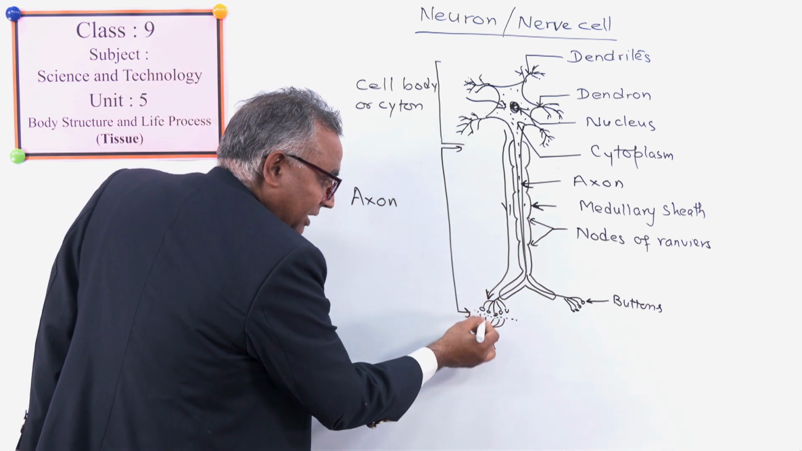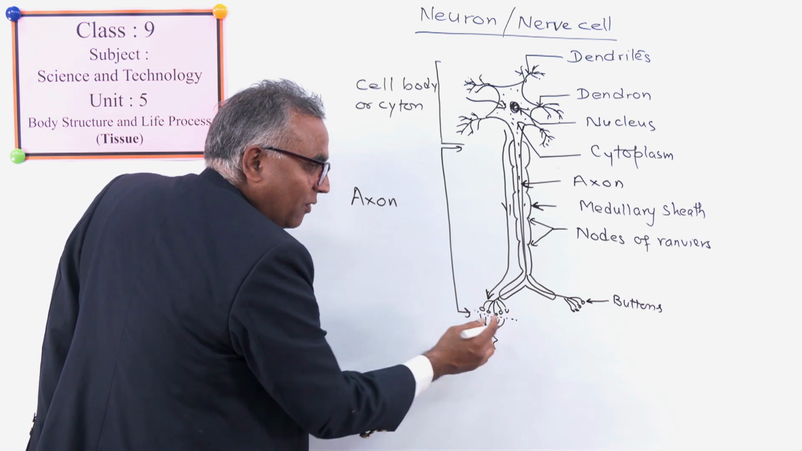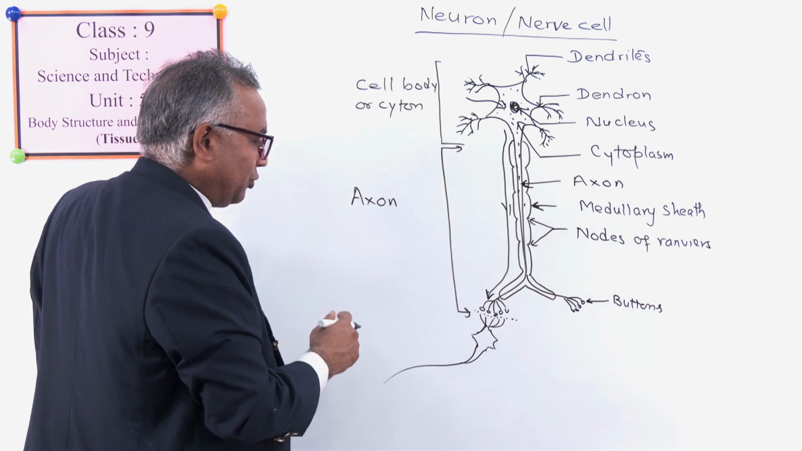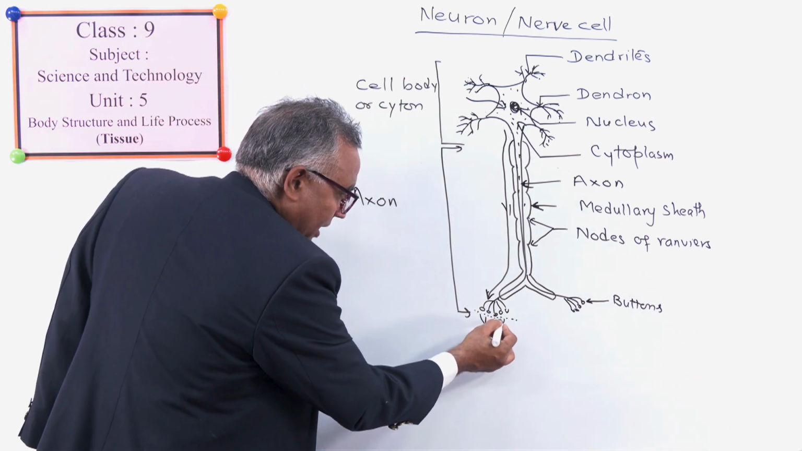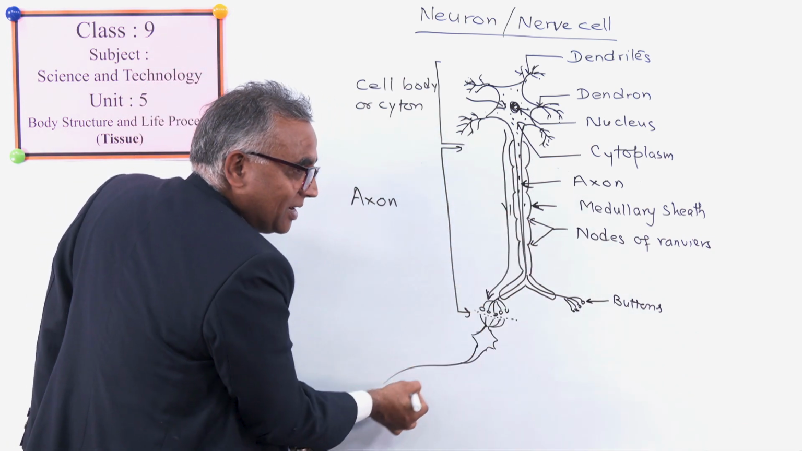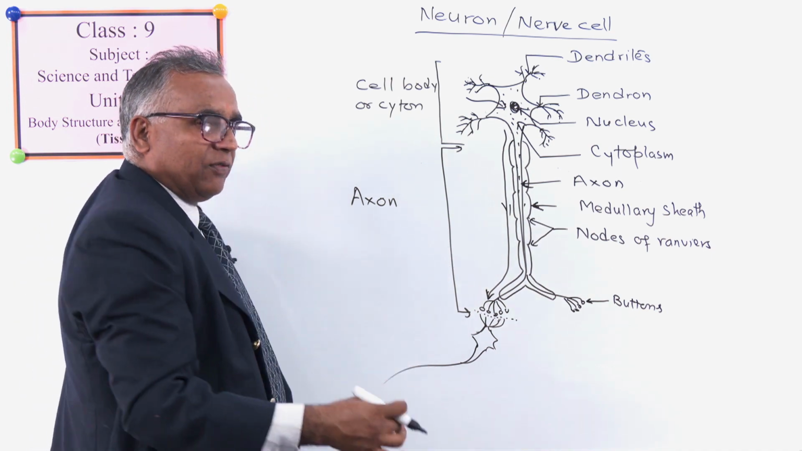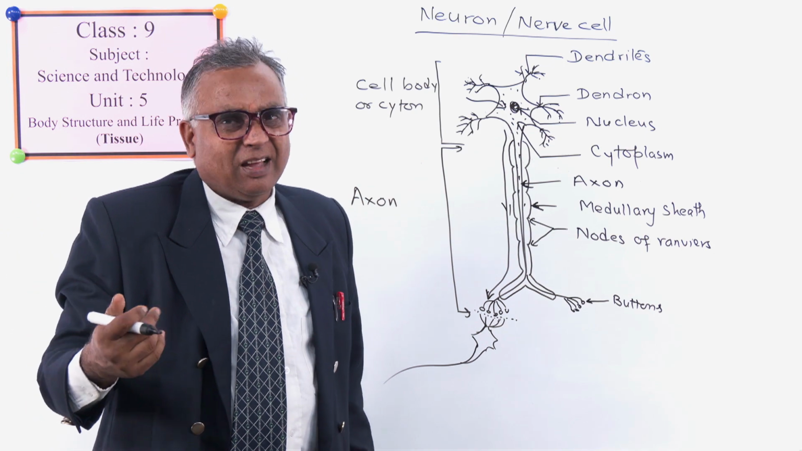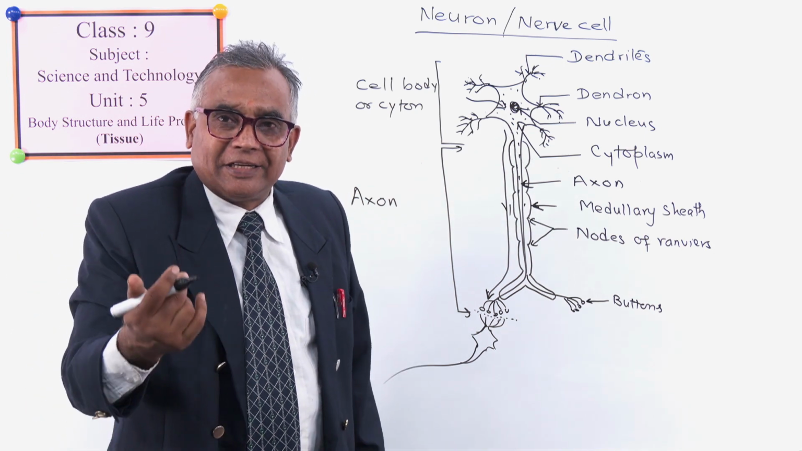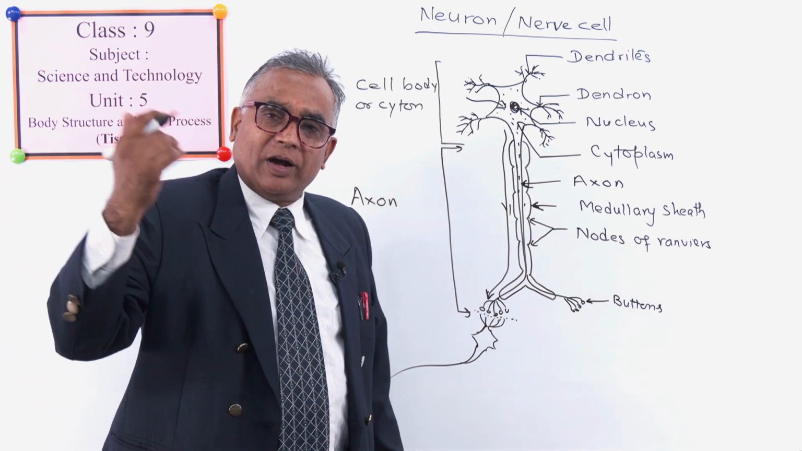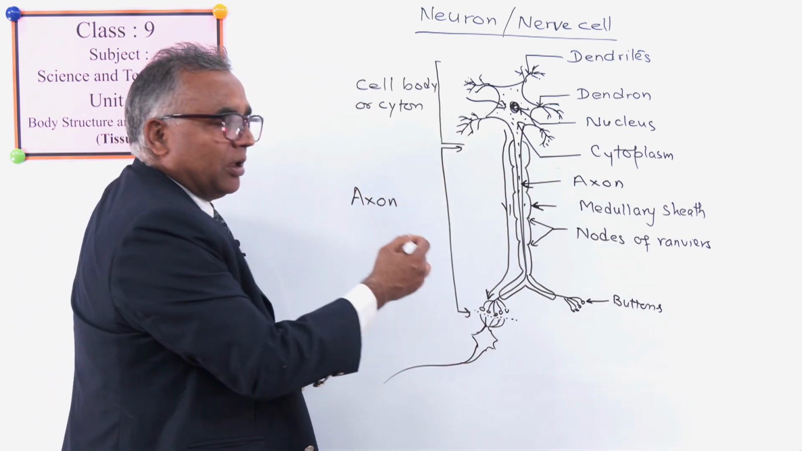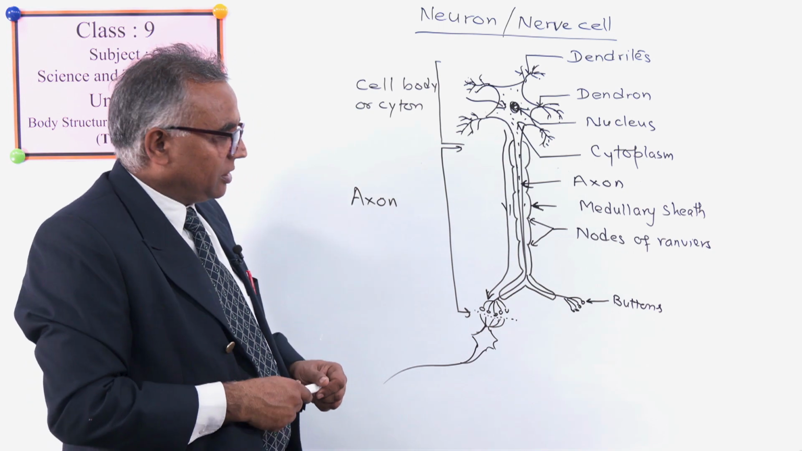And as it is an electrical signal, they jump in the form of ions. In detail, in higher classes you will read. At present you do not have to read in detail about it. Then the same process repeats. In this way, even in a moment, the message reaches from one place to another in the form of electricity, like electricity flows from one end of a wire to another within a moment. So in this way, the impulse is transferred by this structure.